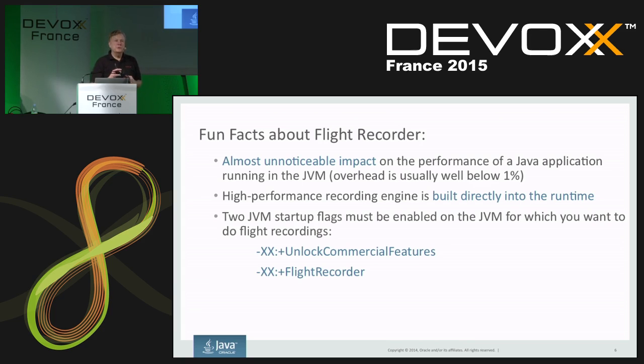Now there are two startup flags that you have to pass in. They're JVM startup flags, and they have to be enabled for you to be able to do flight recordings. That's unlock commercial features, and then Flight Recorder. Now as a developer, you can use these without having a commercial license. You can use them during development. So you can use Java Mission Control and Java Flight Recorder as a developer.